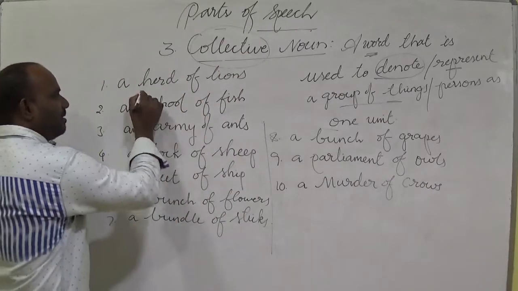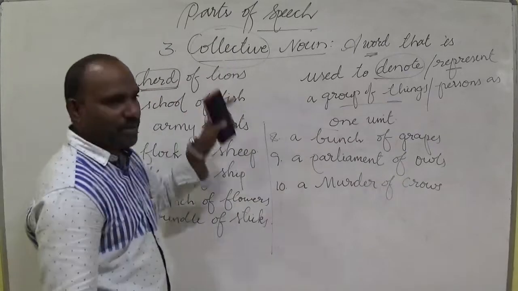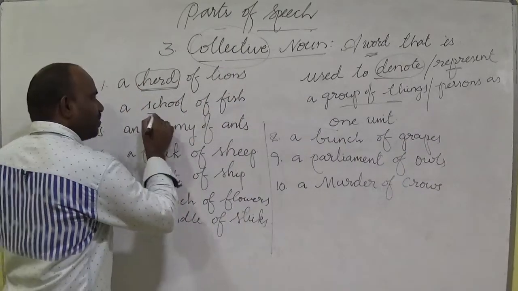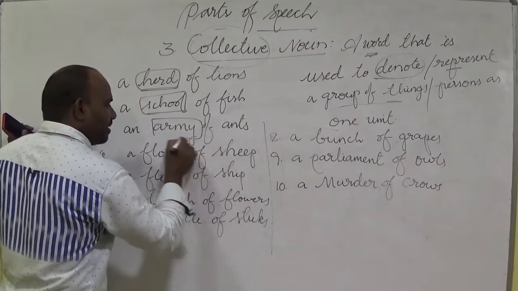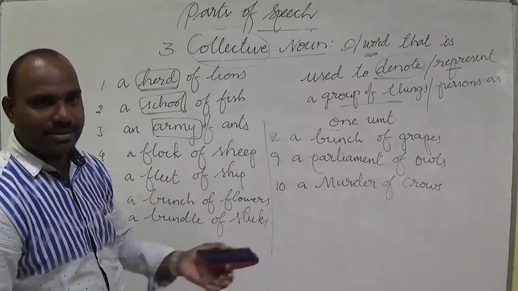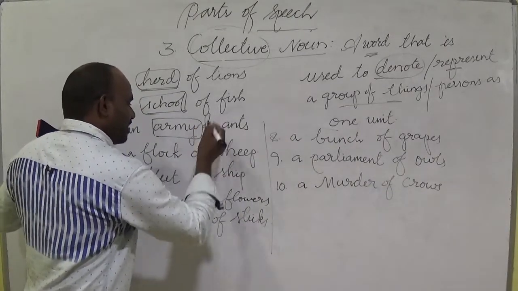A herd of lions. Herd means here a group of lions. A school of fish. School, of course, means a group of fish. Army, of course, always means a group of people. Here, a group of ants is called an army.